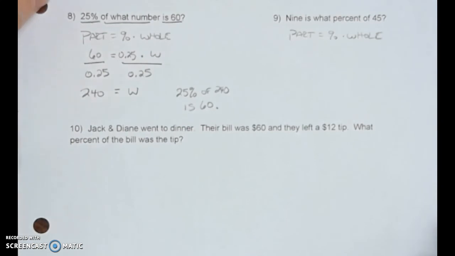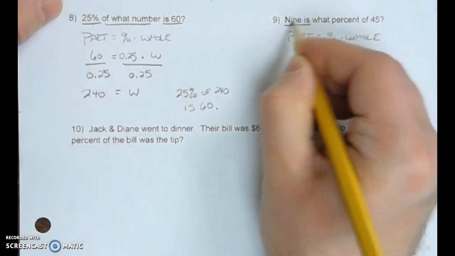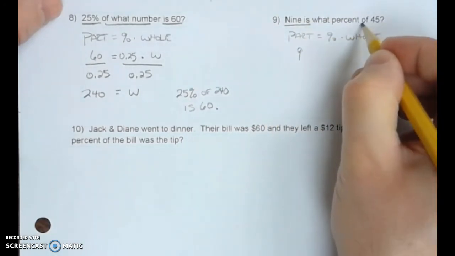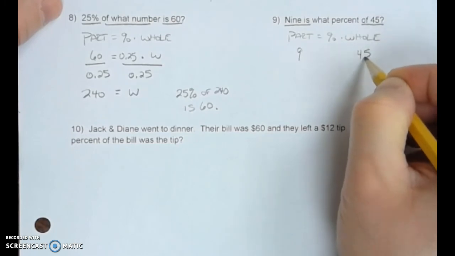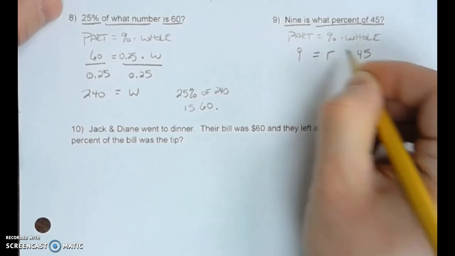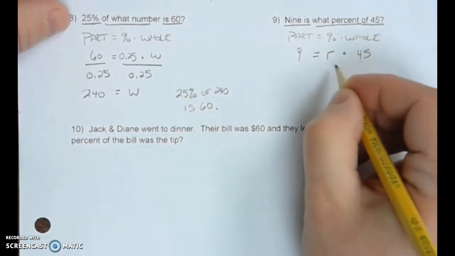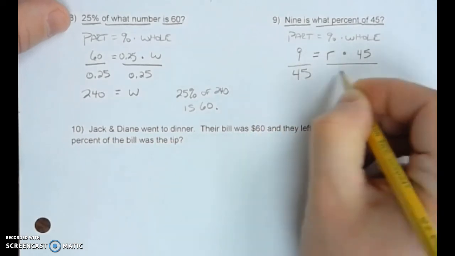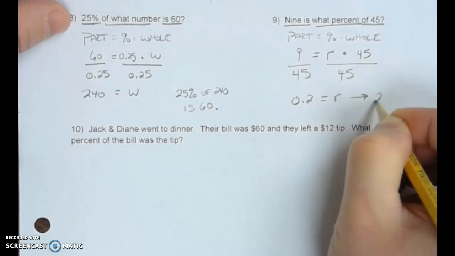In number 9, 9 is what percent of 45? 9 is the part, so that's 9. Of 45, of is the whole, so that's the value of W, the whole. And the percent is what we don't know, so I'm going to call it R for the rate. So 9 equals R times 45. Divide by 45, and we get 2/10 for R, which is 20%.